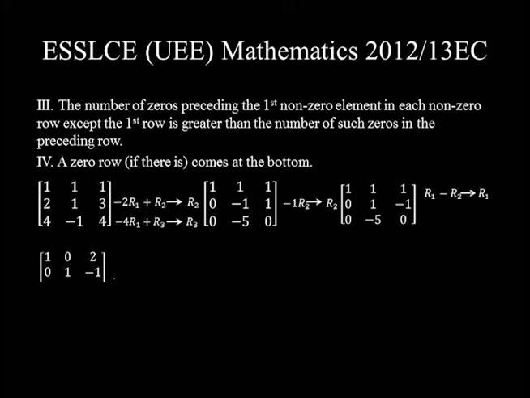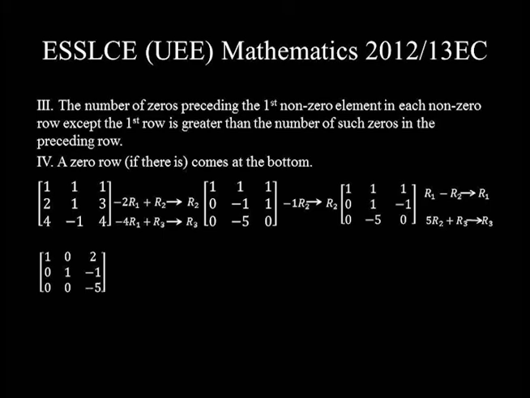Row operation needed in the third row: we are going to convert -5 to 0. So we have to add +5. Thus, to obtain +5, multiply row 2 by 5, and then add row 3, put it in row 3. 5 times 0 is 0, 0 plus 0 is 0. 5 times 1 is 5, 5 plus -5 is 0. 5 times -1 is -5, -5 plus 0 is -5.